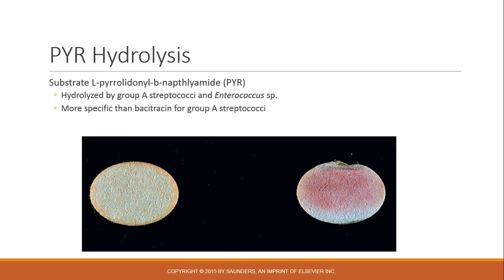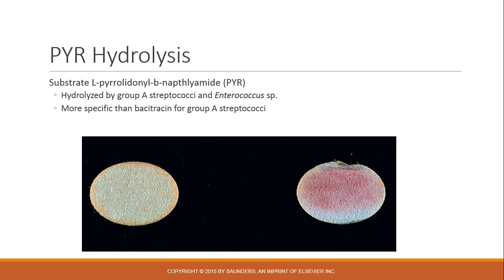Your PYR, I don't memorize this substrate that's getting hydrolyzed. I just kind of recognize the PYR and the naphthalamide. If the organism is group A strep or Enterococcus, it has something in it that breaks down this substrate, and we'll see a pink color produced. So this is a positive PYR. We just smear some of the colony on the disc, wait 2 minutes, and apply the PYR reagent or the substrate, and it'll break it down if it is either of these two organisms.